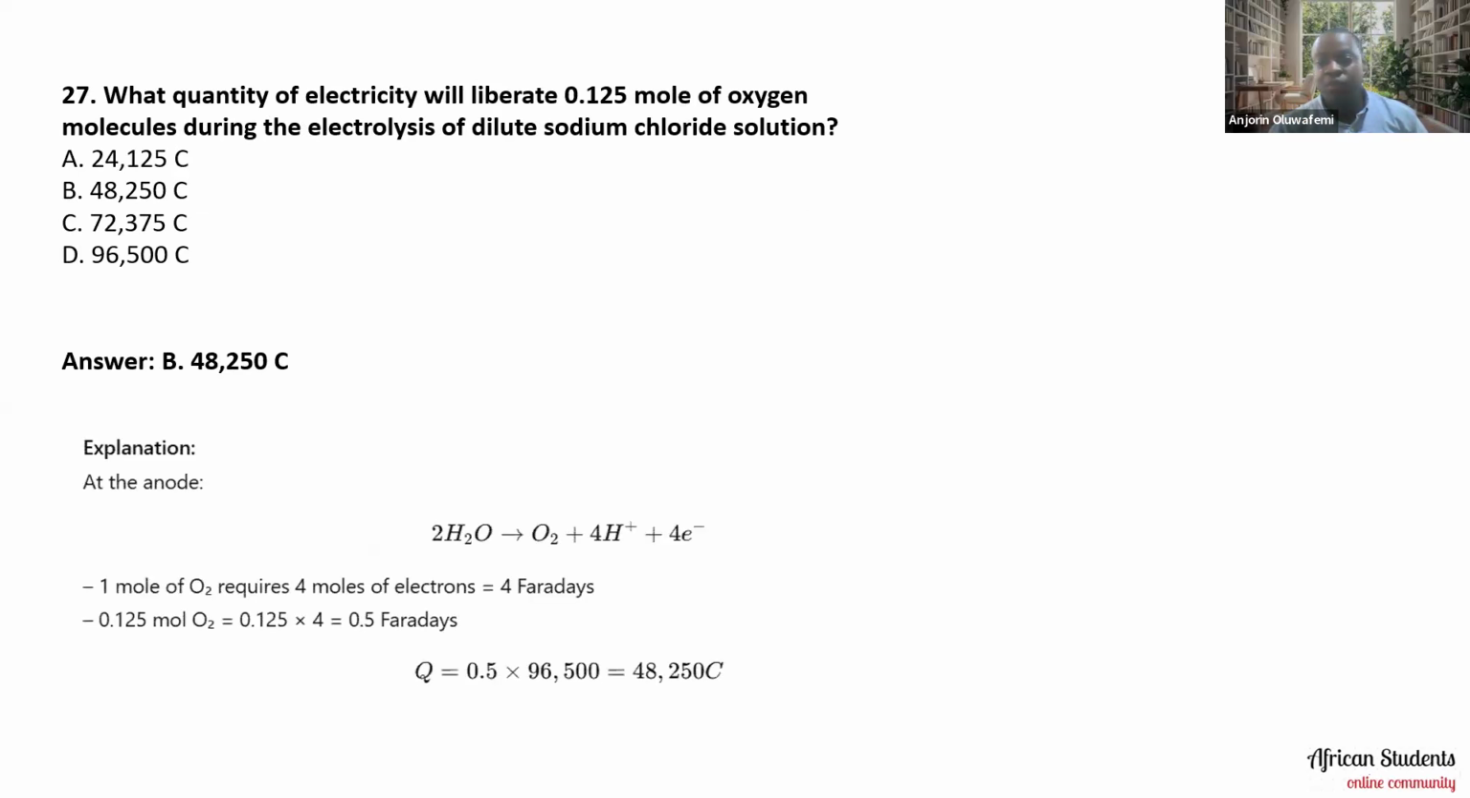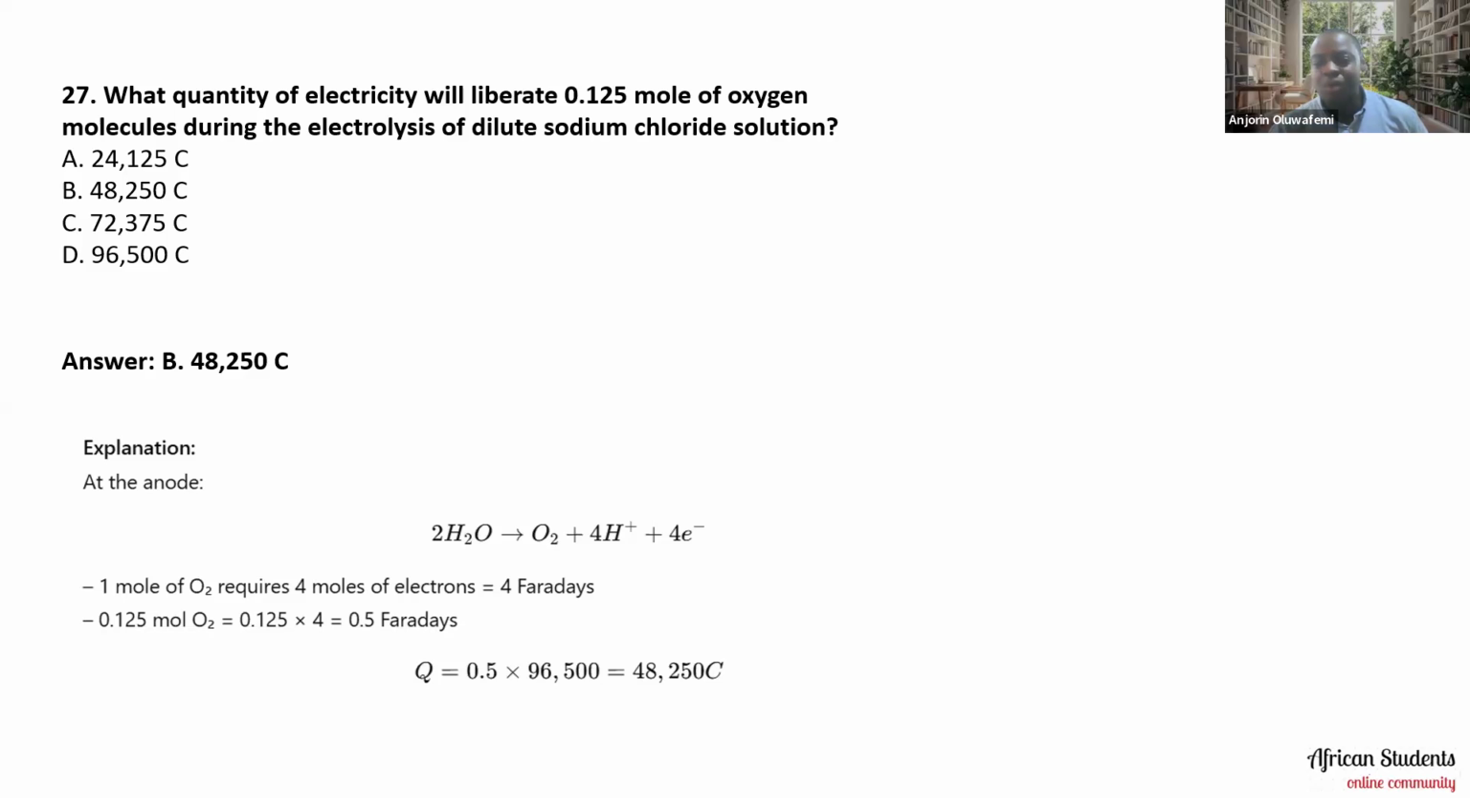At the anode, we have water giving oxygen plus 4 hydrogen ions plus 4 electrons, okay? So 1 mole of oxygen requires 4 moles of electrons, which equals 4 Faradays. 0.125 moles of oxygen will be equal to 0.125 times 4, which will be equal to 0.5 Faradays. Now, Q will be equal to 0.5 multiplied by 96,500. That will give us what?